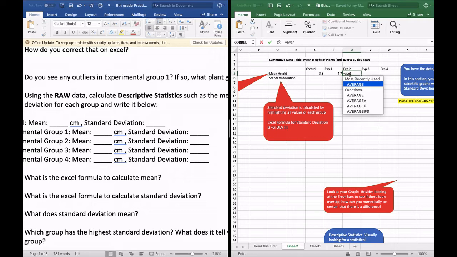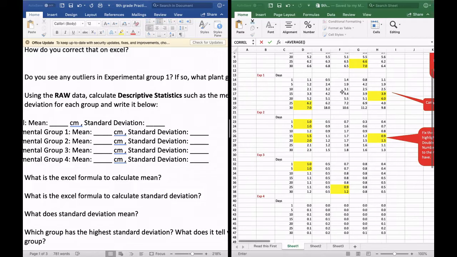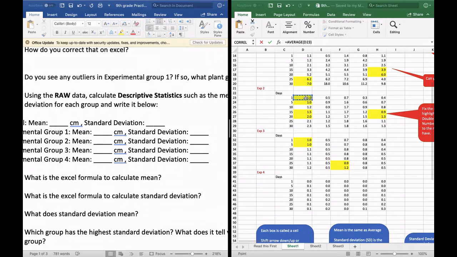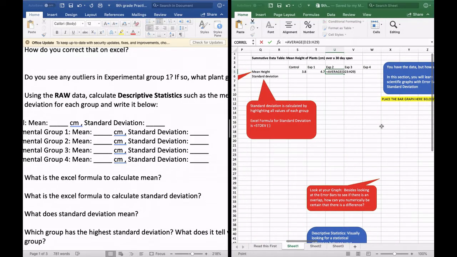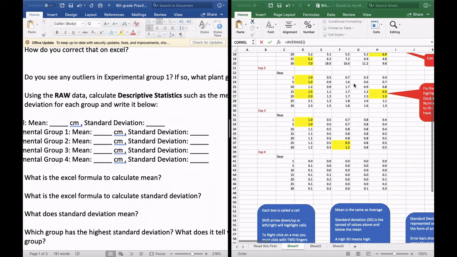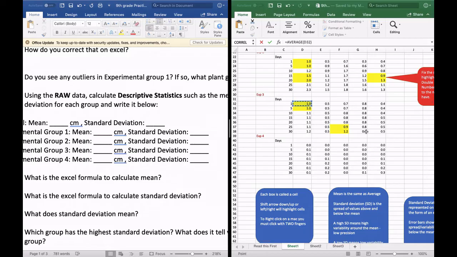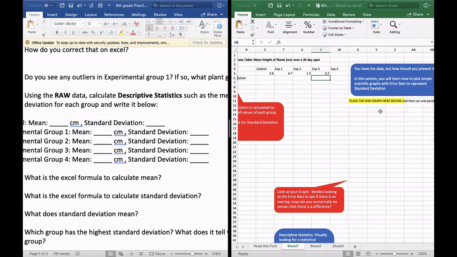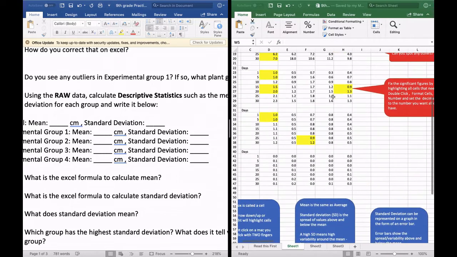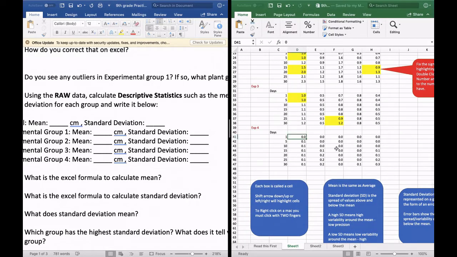And remember that you can always pause this video and go back and see how I did this. You can also pause the video while you yourselves are calculating the mean here. So let's do experimental group 3. And make sure you're always highlighting the correct data, because it's easy to get confused with so many numbers. And experimental group 4.